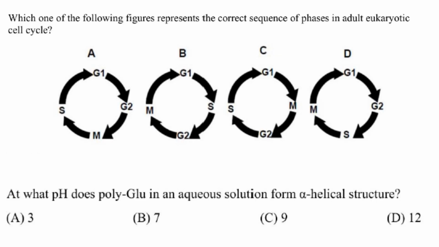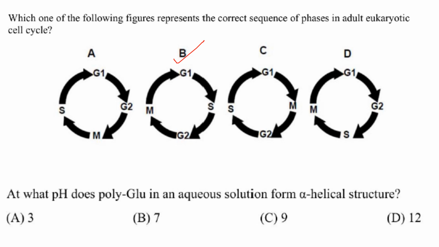Then next one. Which one of the following figures represent the correct sequence of phases in adult eukaryotic cell cycle? So first comes G1, then S, then G2 and M phase. Now if you see A, it is G1, G2, M, S. That is not correct. The S should come in between G1 and G2. So G1, S, G2, M phase in B is correct. C also it is not correct. D also it is not correct.